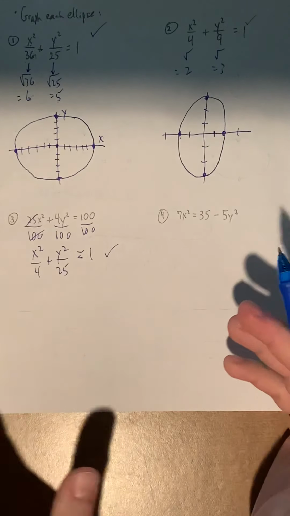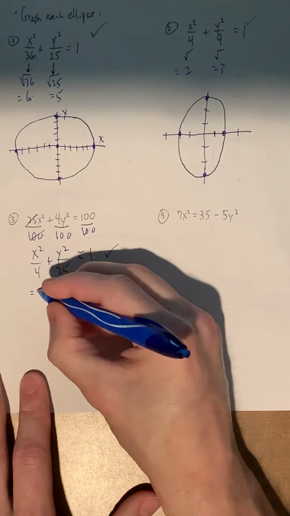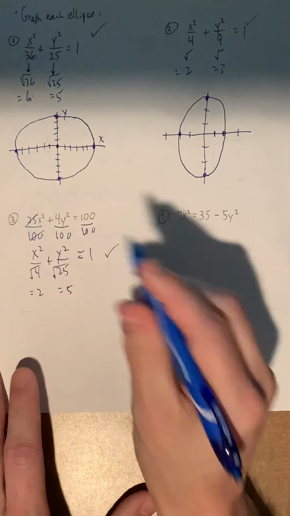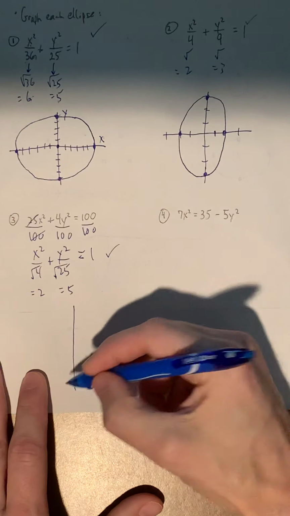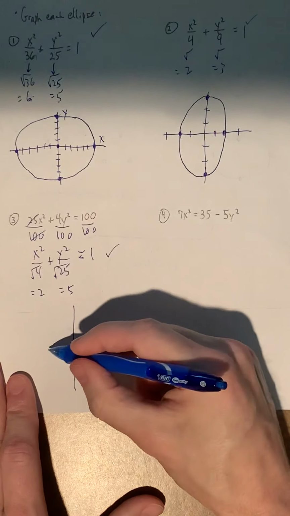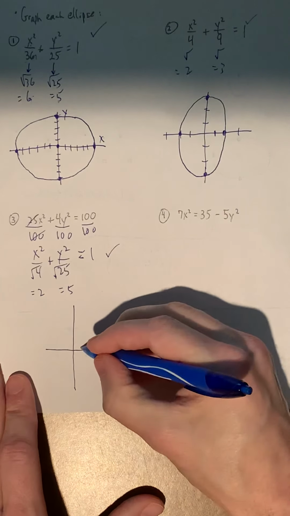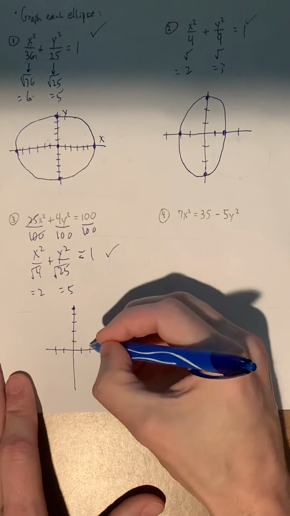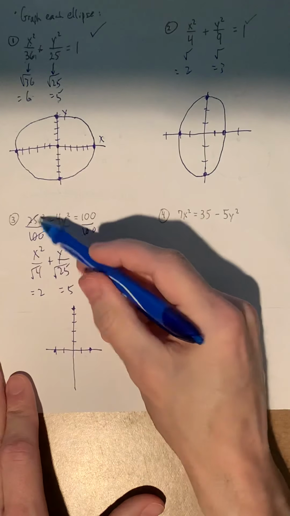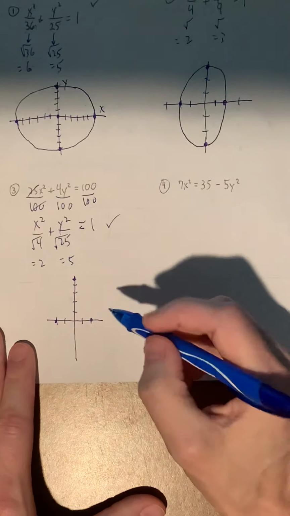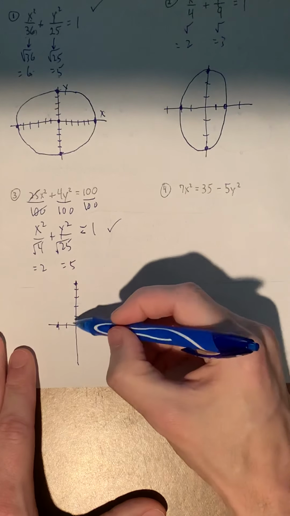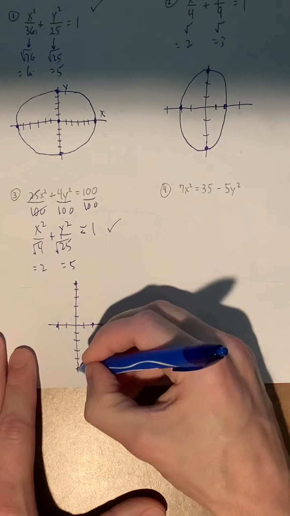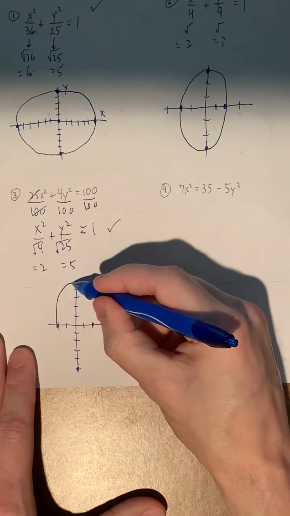And now we do it just like we did numbers 1 and 2. Square root of 4 is 2. Square root of 25 is 5. And now we're ready to get our 4 points. So x direction is going to be shorter. So in the x direction, out 2 from the center. In the y direction, out 5 from the center. And there we go.